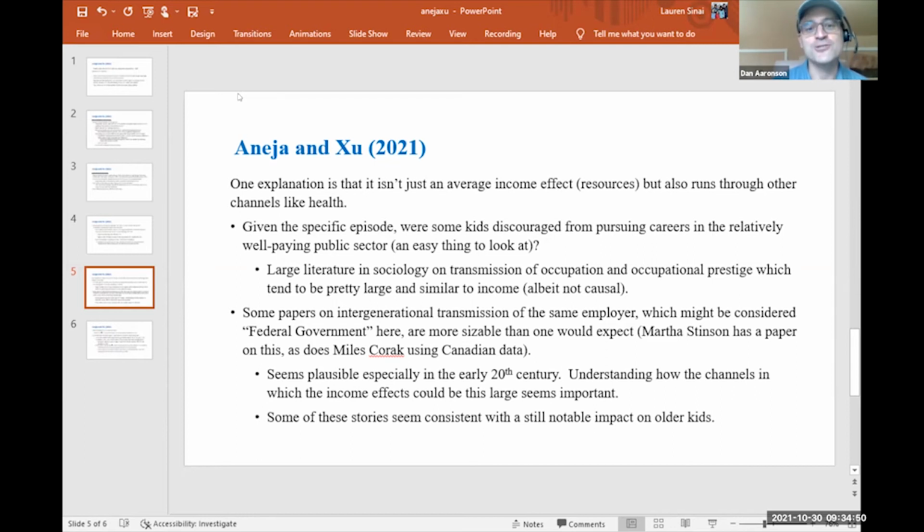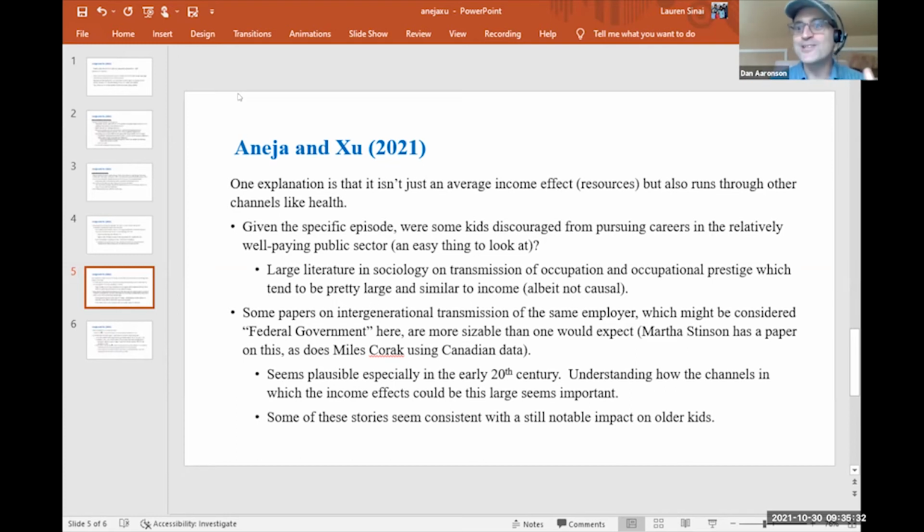There's a large literature in sociology on the transmission of occupation and occupational prestige. None of that is causal, so here you're doing something way beyond what they can do. But these things tend to be really big. In fact, they're often measured as big as intergenerational transmission of income. And then there are also papers on intergenerational transmission of specific employers, where here I'm thinking of the specific employer as the federal government. There are a few recent papers about this: Martha Stinson has one on the US using census data, and Miles Corak on using Canadian data.